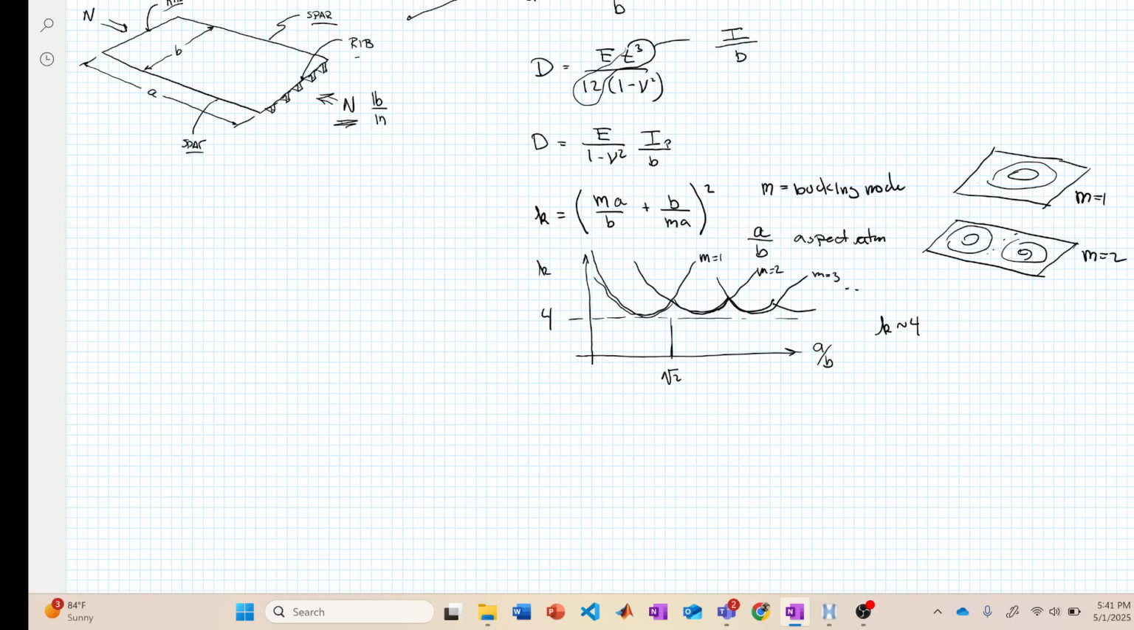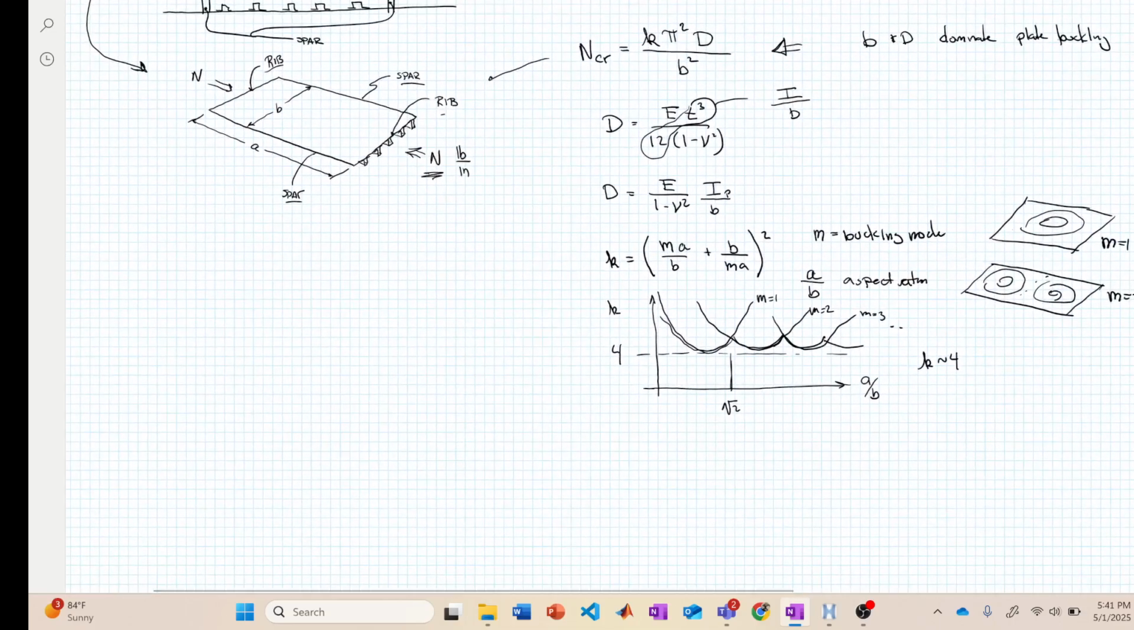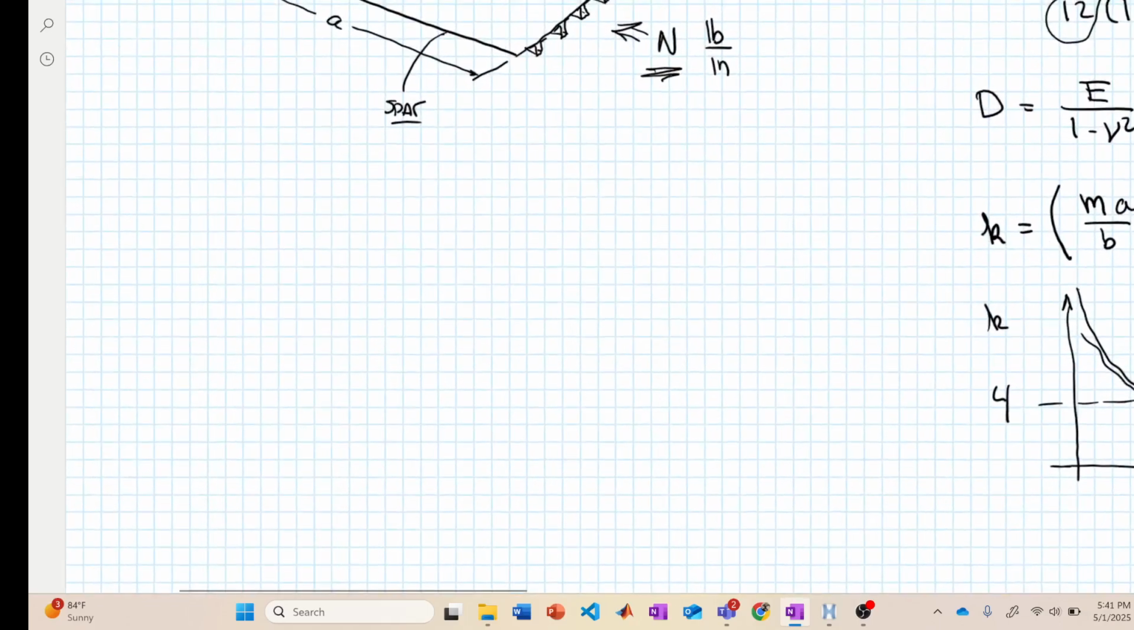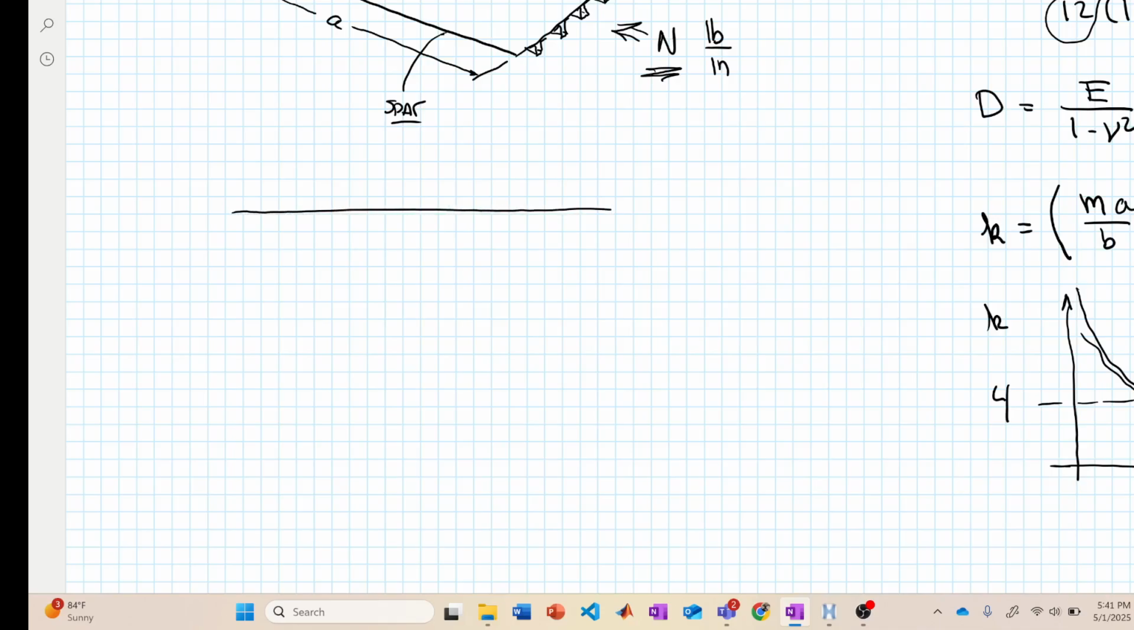And again, we need to compare that to the actual N in the plate system. Here, I'm going to draw this. So here I'm just zooming in on some type of plate system, right? With plates and stringers in this case. Here is the neutral axis of the box section.